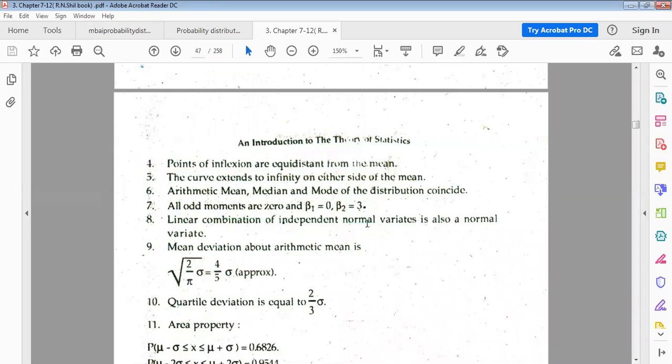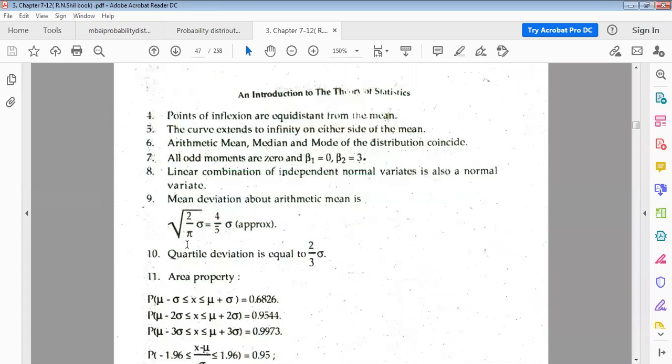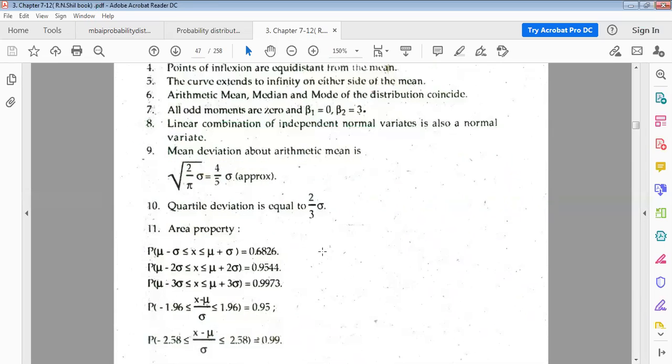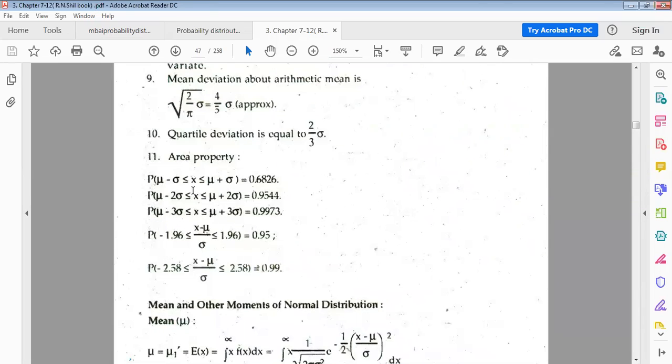A linear combination of independent normal variates is also a normal variate. The mean deviation about the arithmetic mean is root over 2 by pi sigma, where sigma is the standard deviation. This is approximately 4 by 5 sigma after putting the value of pi. The quartile deviation is two-thirds of sigma, where sigma means the standard deviation.